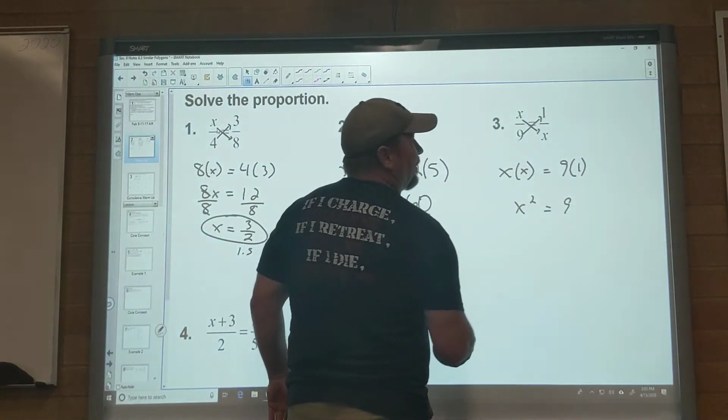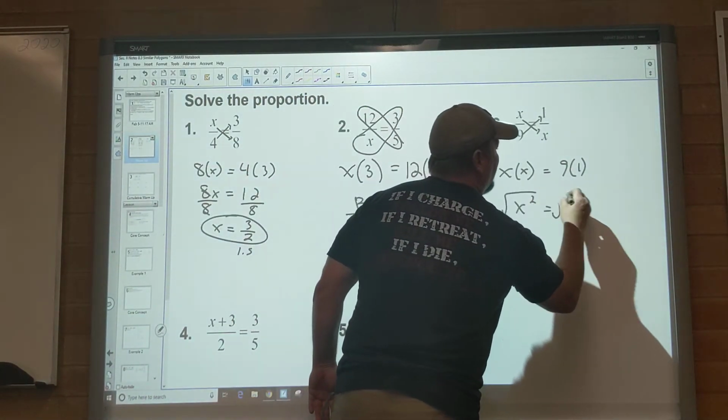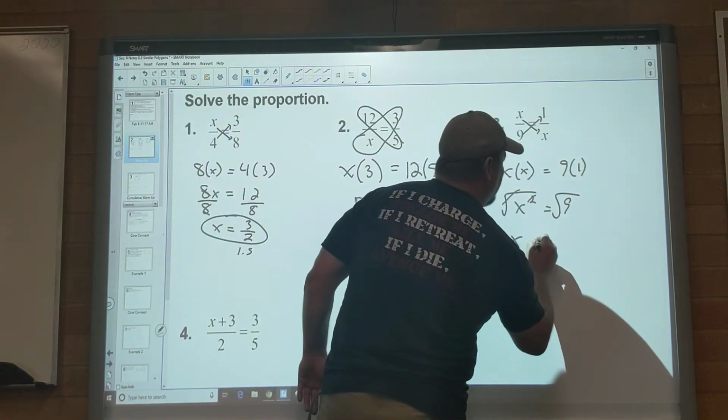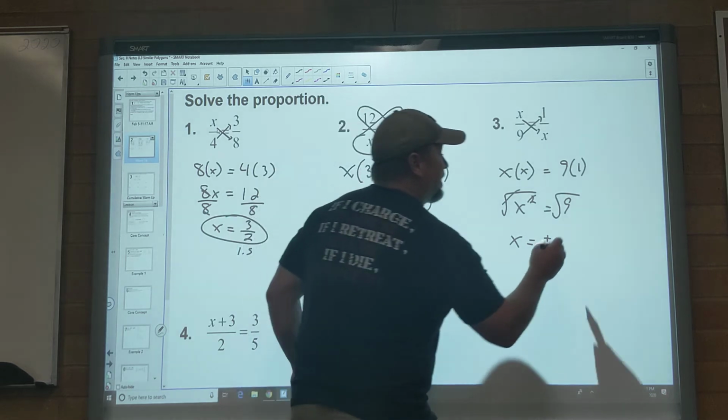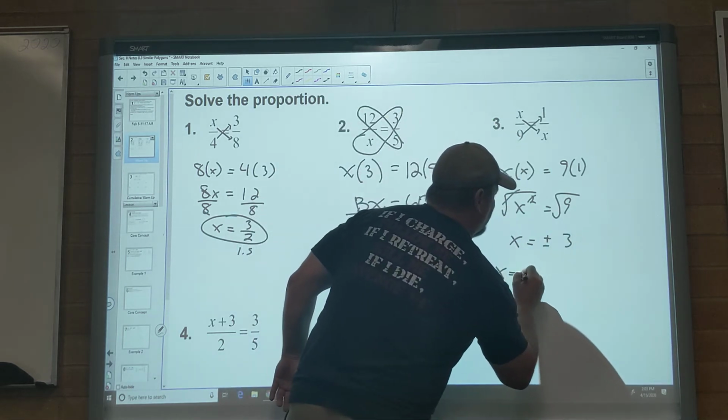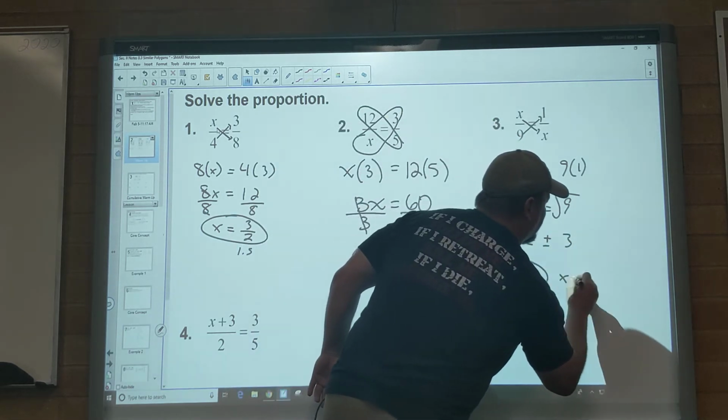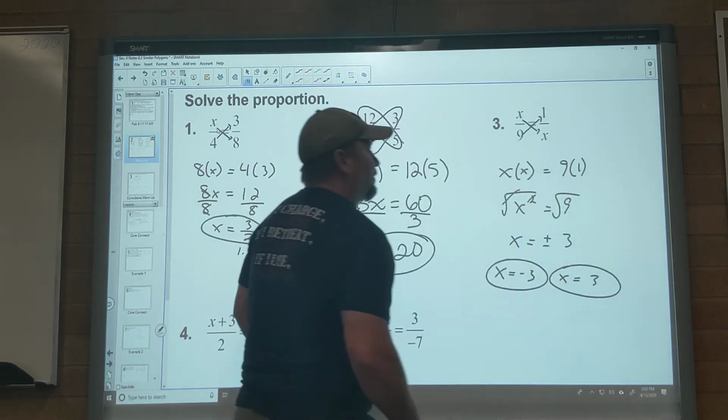So how do you get rid of a square? Square root. So we'll square root, cancel, cancel, x equals, now don't forget, plus or minus, because there are 2 answers. One answer is x equals -3, and one answer is 3. Okay?